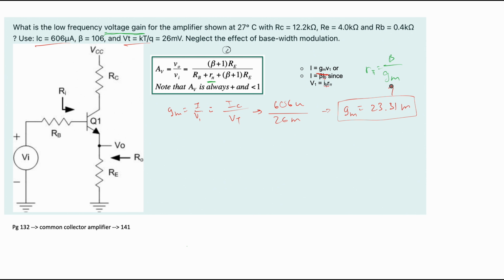So now we can plug this into our gm right here, and our beta is equal to 106. Our gm is just going to be this 23.31 milli. We have 106 divided by 23.3, and then we are going to get that our R pi is equal to approximately 4.55. We want to bring our milli up top, so it's going to be in kilos, and for our resistance, it's going to be in ohms.